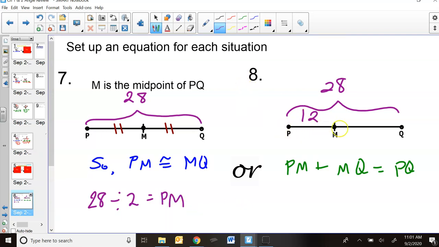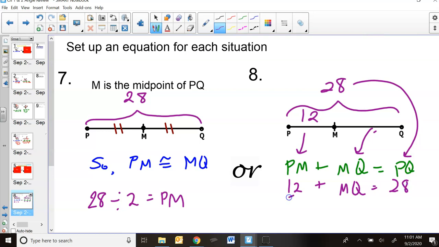Number 8, I am not told that M is the midpoint. I do not know. So I got to use this. Go ahead and take a minute to choose your equation. Okay, since PM is 12 and I don't know MQ and I know that PQ is 28, I would say 12 plus MQ equals 28. So really what I'm doing is I'm subtracting 12. MQ equals 16. Sorry, my writing is terrible.